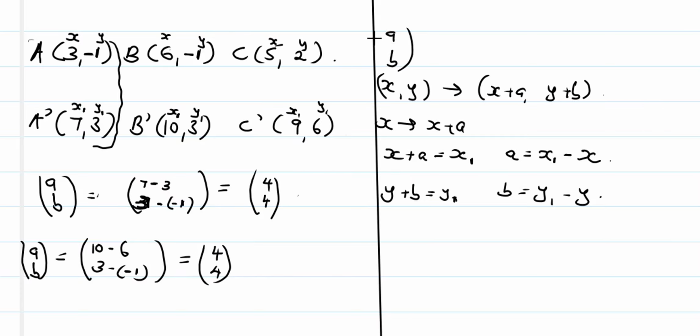So we can try c again, as it will give us the same answer. We have our new translated x1 as 9, then 9 minus our original x, which was 5. Then for the y, we have 6 minus 2. So 9 minus 5 is 4, and 6 minus 2 is 4. So all three points are translated by the same translation factor.